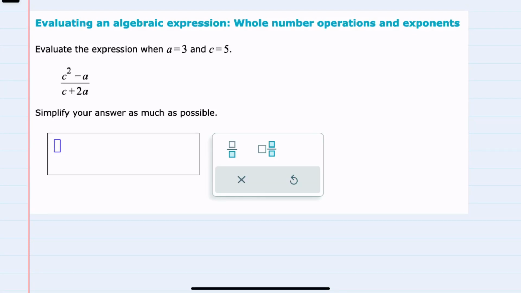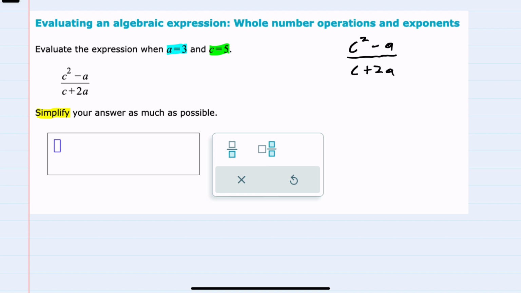In this video, I'll be helping you with the ALEKS problem type called Evaluating an Algebraic Expression, Whole Number Operations and Exponents. We're given the expression c squared minus a over c plus 2a, and we're asked to evaluate this expression when a equals 3 and c equals 5, and to simplify our answer as much as possible.